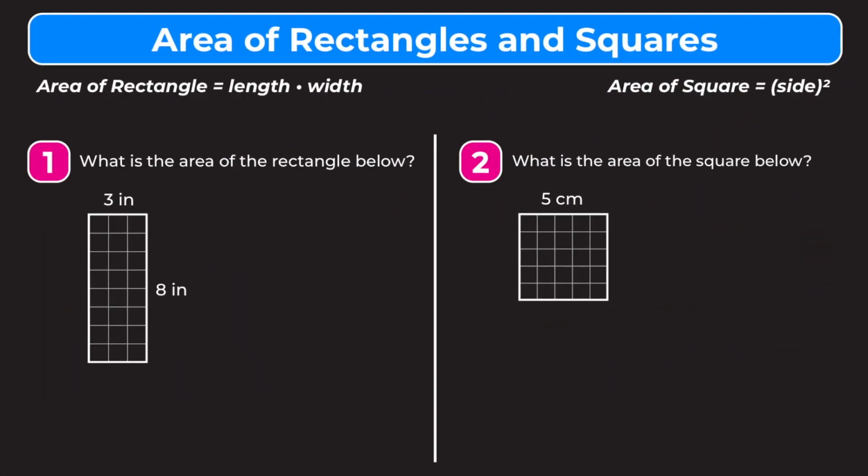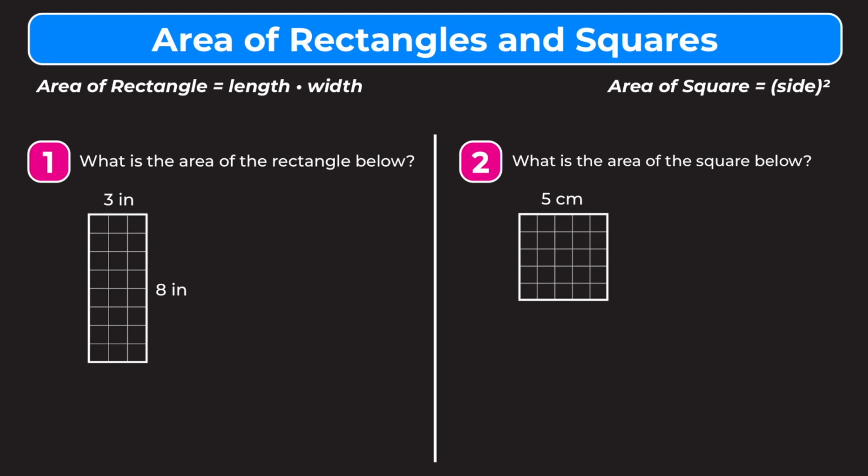In this video, we're learning how to find the area of rectangles and squares. And if you look at the top of our screen, we have these two formulas that can help us. The first one says the area of a rectangle is equal to the length times the width. And the second one says the area of a square is equal to the side length squared.